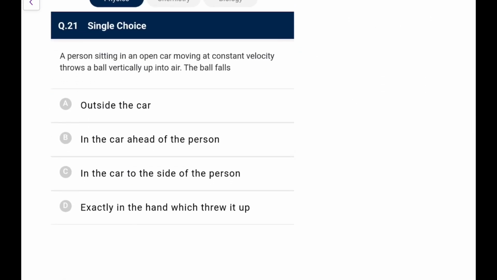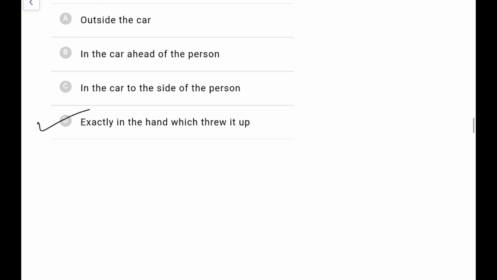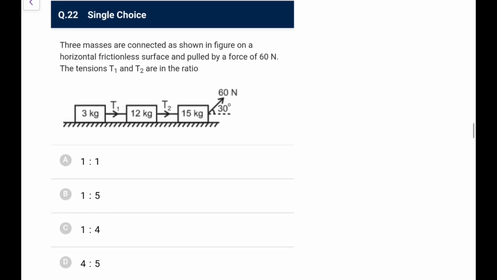Next one. A person sitting in an open car moving at constant velocity throws a ball vertically up into the air. The ball will fall. Because the car is going with constant velocity, whenever you throw, the ball will carry the history of your motion. Let's say this is the open car. The velocity of the ball with respect to the car, it will also carry this velocity of the car. So with respect to the ground it would be parabolic, and it will land in the car itself, exactly in the hand from which it was thrown up. If it was accelerating, then there would be a difference, but here it would land in its hand only.